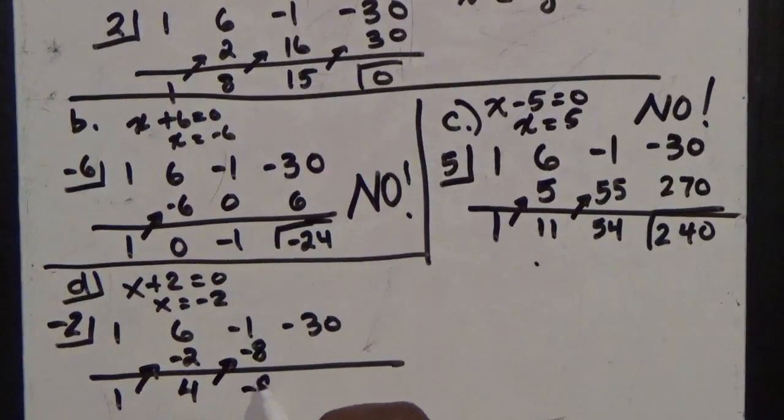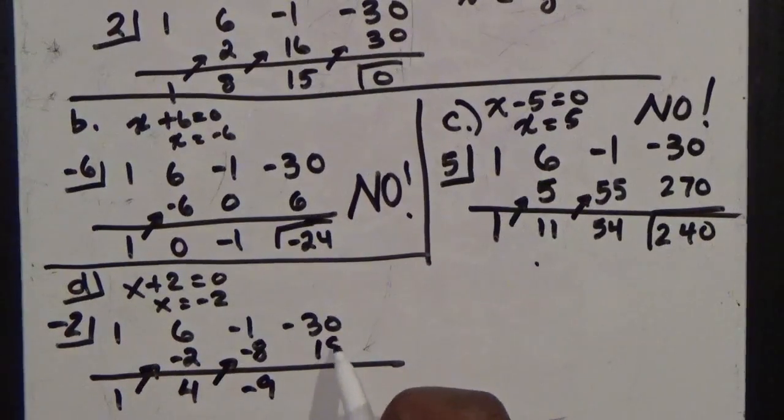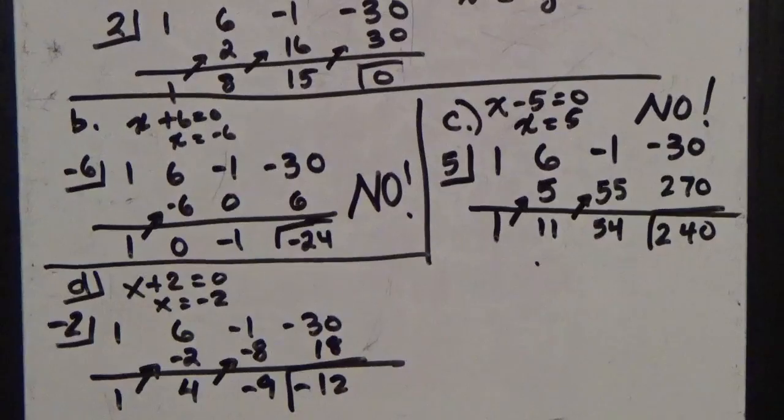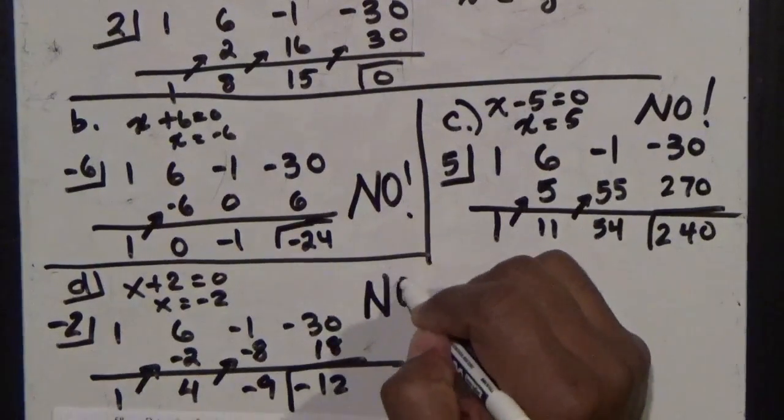Add, and that's negative 9. Multiply, that gives me 18. That gives me negative 12. My remainder is my last number, so that's a no.